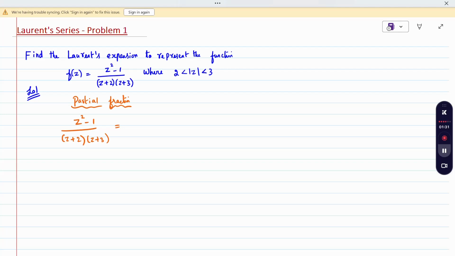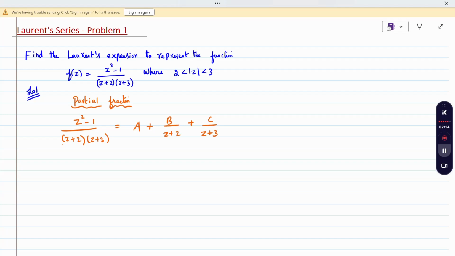Normally, depending upon the denominator we write the partial fraction, but here the numerator also has a quadratic term. So how to write the partial fraction? For this I have to write a constant A, plus B divided by z plus 2, and C divided by z plus 3. This is the way of writing it for the given question. It's a different case of writing a partial fraction, that is why I selected this question.